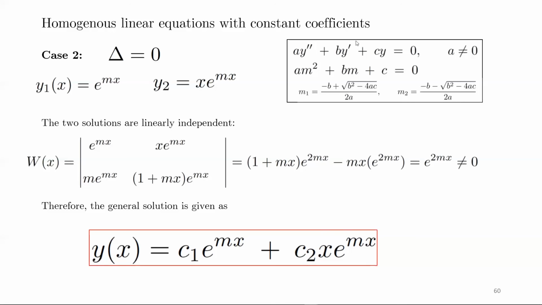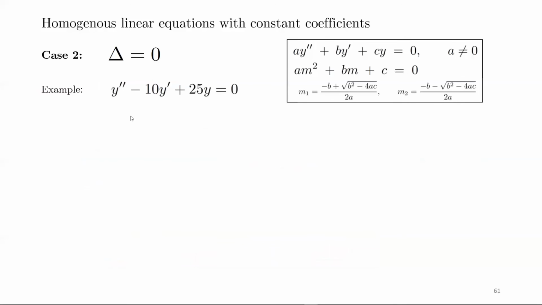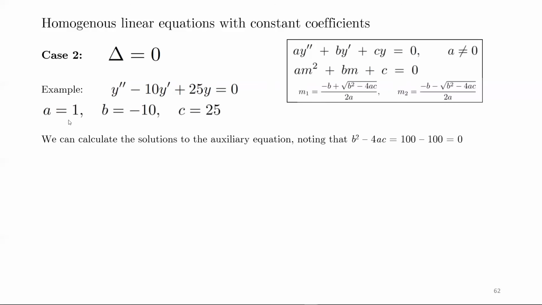Okay, but let's look at an example here now. So we have the ODE y double prime minus 10y prime plus 25y equals 0. So let's identify our auxiliary equation here: am squared plus bm plus c equals 0. A is the coefficient in front of y double prime, so it's 1. B is the coefficient in front of y prime, so negative 10, and c is 25, the coefficient in front of y.